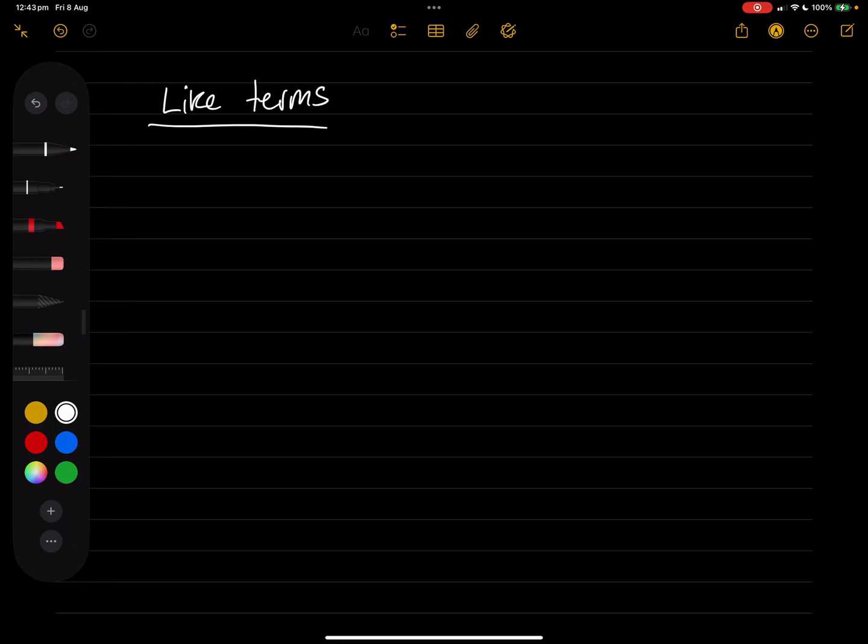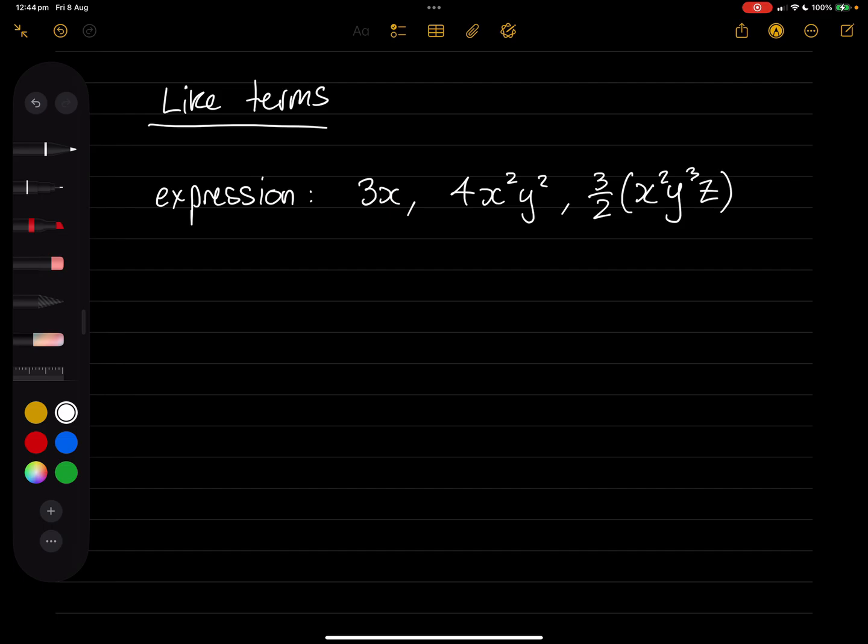In algebra, we usually have what are called expressions. And an expression is a collection of numbers and letters. So you might have something like 3x, or you might have something like 4x squared y squared, or you might have something more complicated like 3 halves x squared y cubed z all to the 1/2. These are all expressions. And an expression really has two distinct parts.